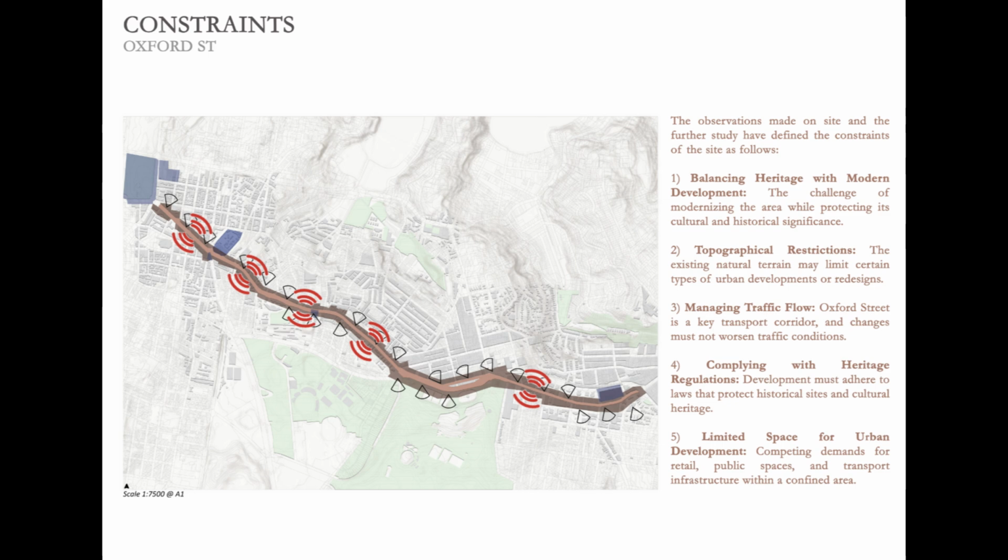Topographical restrictions. The natural terrain poses limitations on the types of urban developments or redesigns that can be undertaken. Managing traffic flow. As a key transport corridor, any changes to the area must not intensify existing traffic conditions. Heritage regulations. Development projects must comply with laws that safeguard historical sites and cultural heritage.